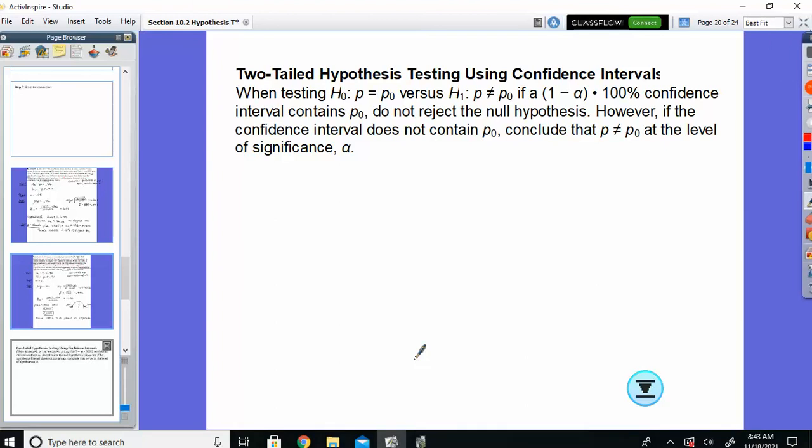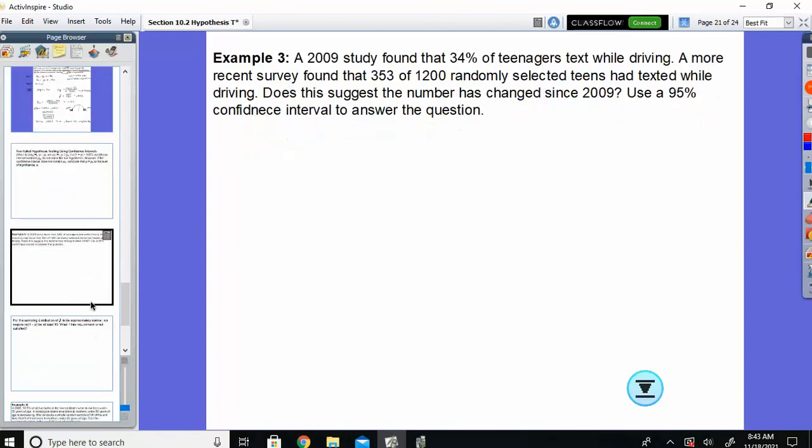Another method of testing it, you can use the confidence interval that we've done. We've built confidence intervals before. So you could do the confidence interval like we were doing on our last test. And then if your null hypothesis is in that confidence interval, then we fail to reject. And if your null hypothesis is not, then we could reject. So let's try one using the confidence interval approach.